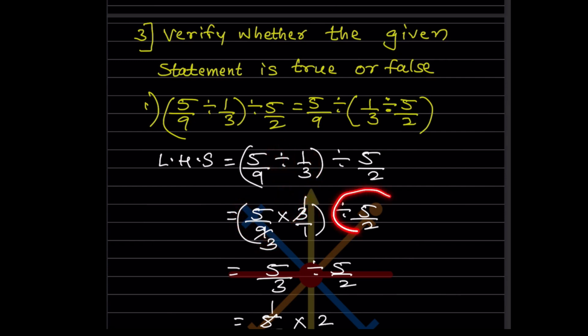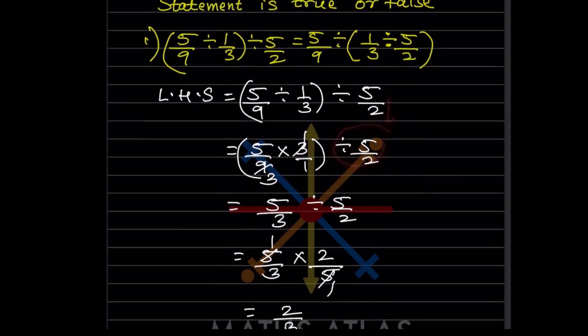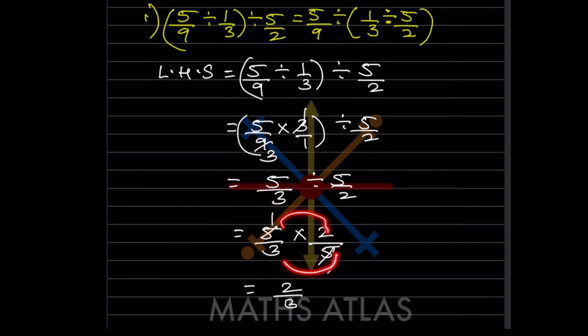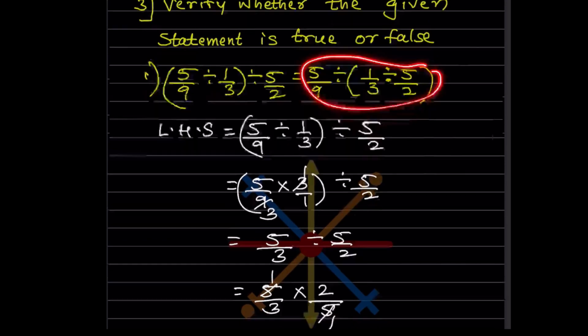And then the same thing, let us write this thing. After solving the bracket, we will solve this part. So what will be here? This will be 5 by 3 divided by 5 by 2. So 5 by 3 is here. This will be multiplied by 2 by 5. So this 5 and this 5 become 1. So this will be 2 divided by 3. And now let us see the right hand side.